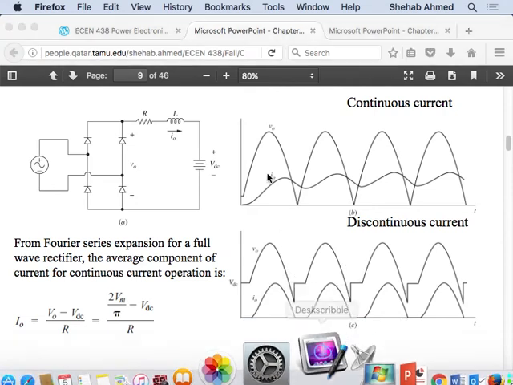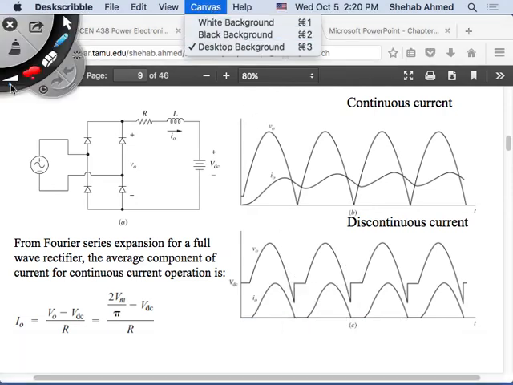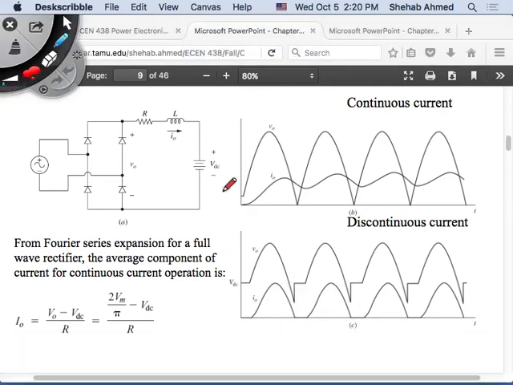So now what do we have? We have RL and a source. We started with inductor current equal to 0. So what's happening here? Let's say my source looks like this. This is my input voltage.